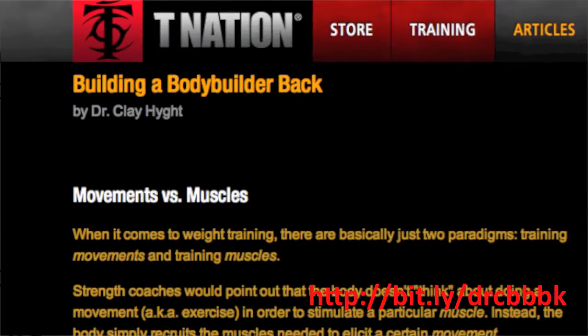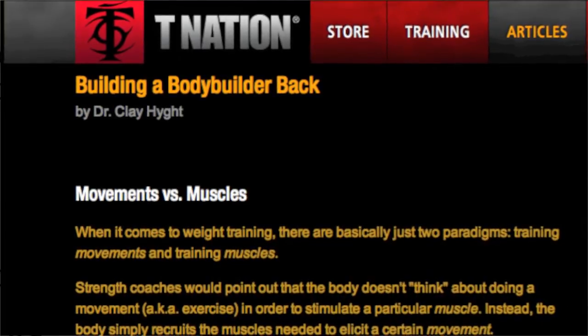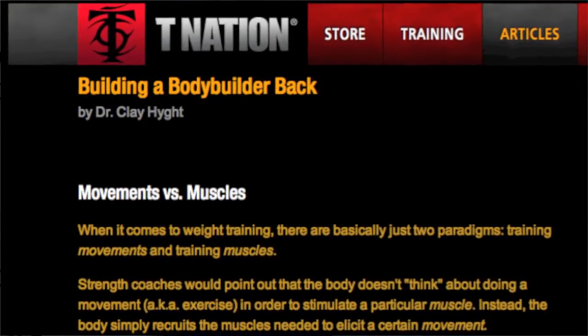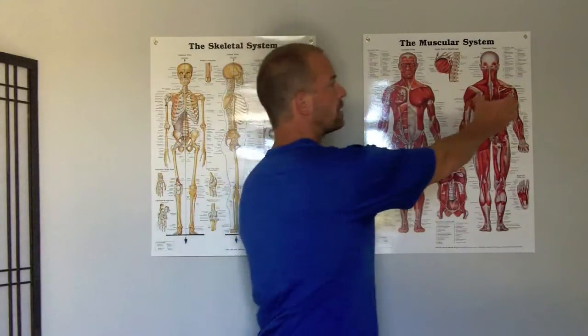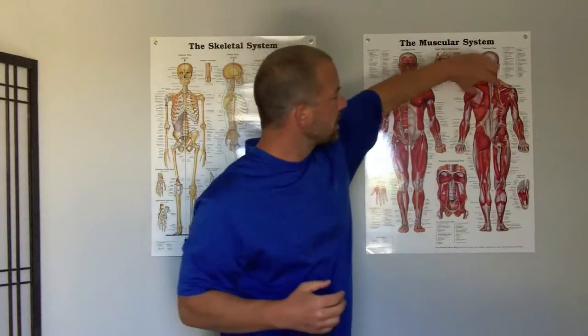Now, I've written about this only once, and that was in an article for tnation.com, and I think it was building a bodybuilder back or something like that. When I say upper back, what I'm talking about is predominantly the area between the shoulder blades. So you could say interscapular, as in between the shoulder blades.